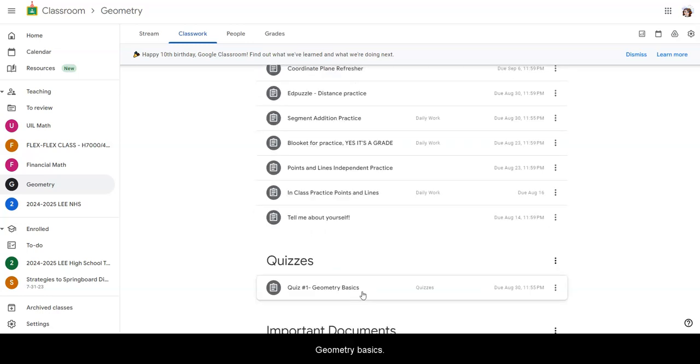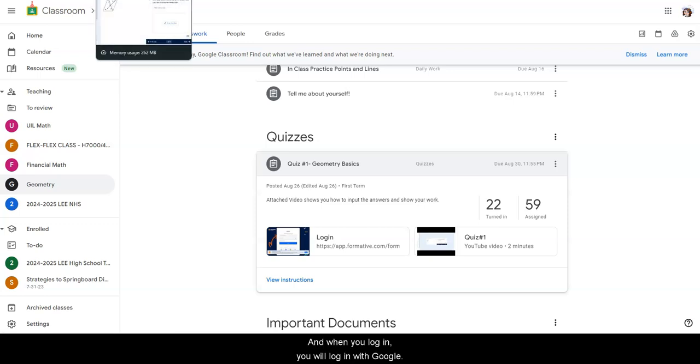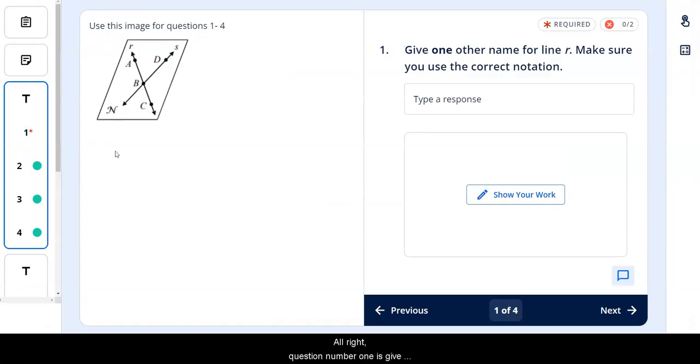It's this one right here, Geometry Basics. Click on the login. And when you log in, you will log in with Google. Please make sure you logged in with Google. All right, question number 1 is give one other name for line R. Make sure you use the correct notation.